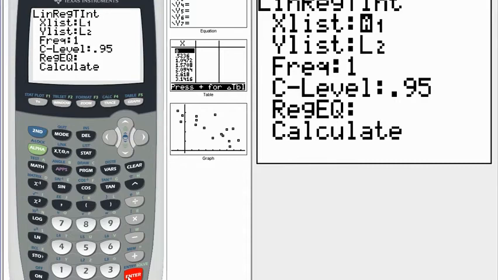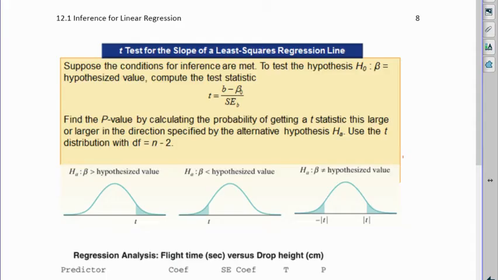And remember, we have our lists in L1 and L2. And just go down to calculate, and that would calculate the interval at the 95% confidence level. And you can even store your regression equation if you want to in there.